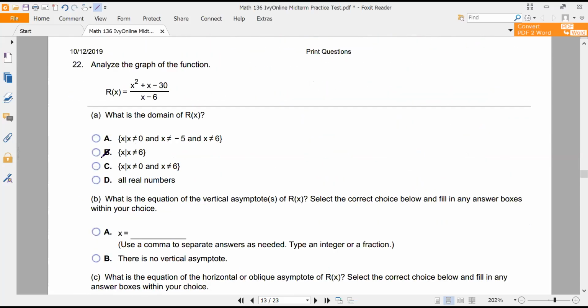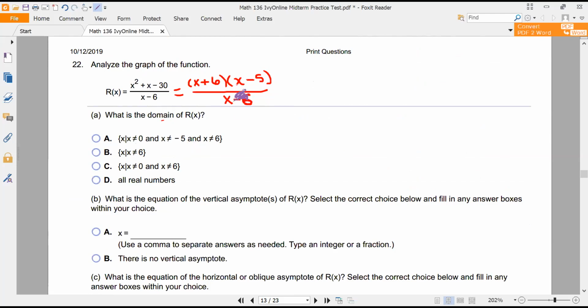Okay, 22 is another rational function, so we need to analyze this graph to figure out our domain and range and whatever pieces they're asking for. I usually start by factoring first. Factors of 30 that would give me a +1 in the middle, but multiplied to -30 are +6 and -6.